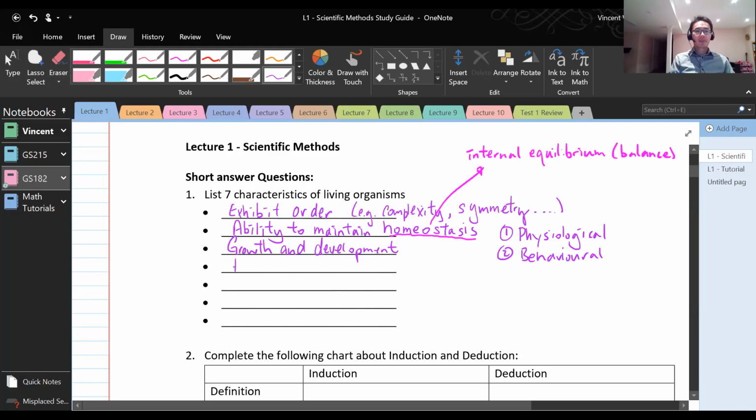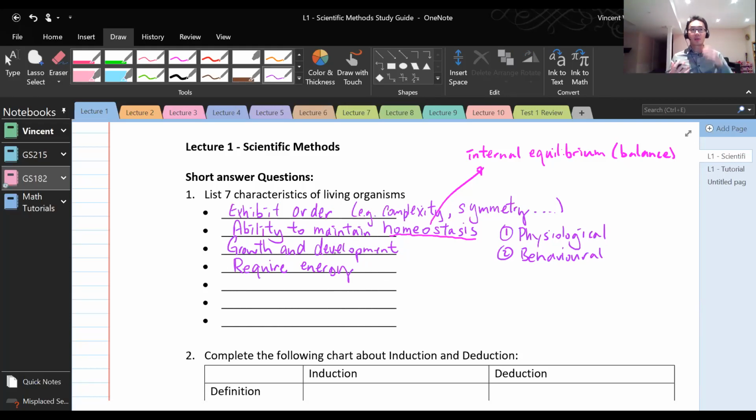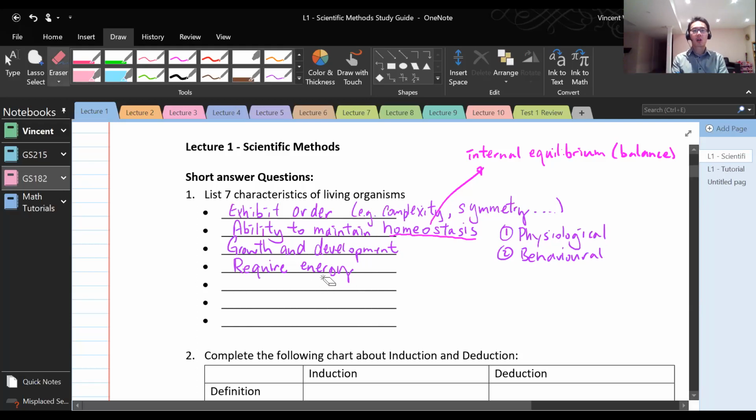Another one is they require energy. Okay, so we are consumers. That means we have to eat in order to obtain energy. Things like plants, they are producers. So they would harness the energy from sunlight and make their own food. But regardless of how you acquire your food source, okay, there is some kind of requirement for energy for living organisms. Another one is they respond to stimulus.